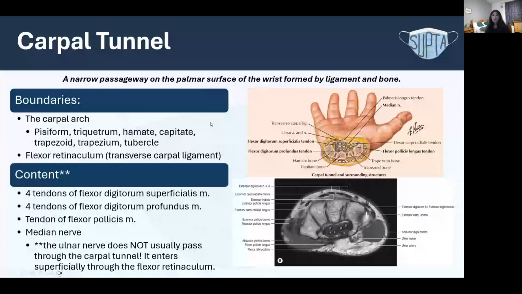Okay, and I'm sure a lot of you would have heard of the term carpal tunnel syndrome, covered in depth tomorrow. But your carpal tunnel is essentially a narrow passageway which is on the palmar surface of the hand, a palmar surface of the ligament and bone. A mistake that a lot of people tend to make is they assume that the carpal tunnel is at the level of the wrist, which is wrong.